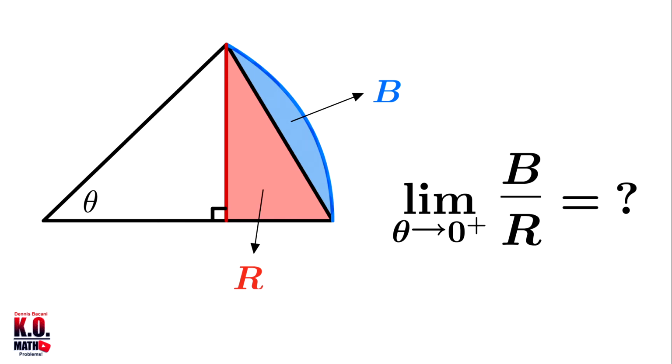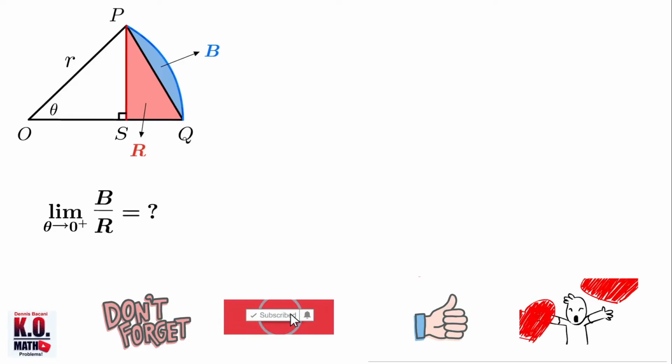Hello everyone. In this video, we're going to solve this interesting limit problem that involves geometry. Here, we're given a sector of a circle with central angle theta, and we want to find the limit of the ratio of this blue region here and this red region as theta approaches zero from the right. That is, as this angle here gets smaller and smaller, or as this line segment here gets closer and closer to this horizontal segment.